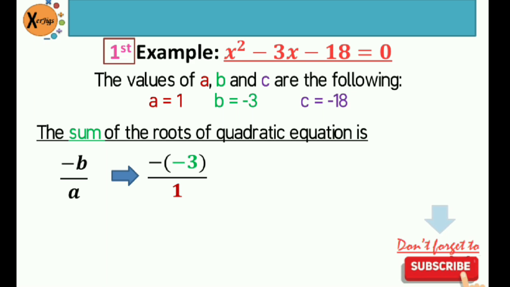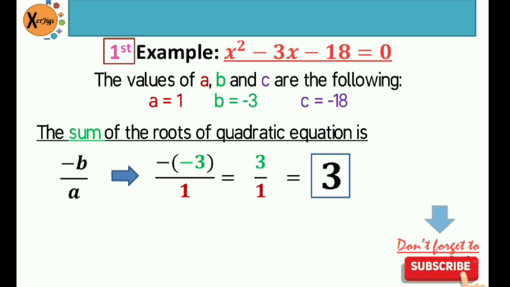So negative, then the value of your b, that's negative 3, all over the value of your a, that's positive 1. So negative times negative 3 is positive 3, all over 1, so that's positive 3. Therefore, the sum of the roots of this quadratic equation is 3.